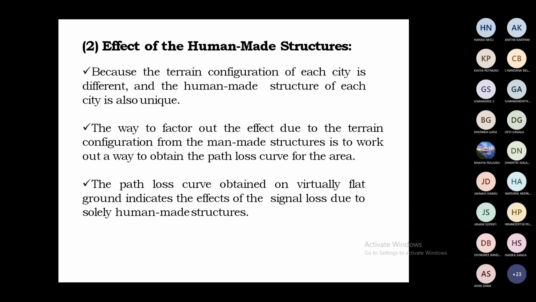Unique, nothing but different. It is not similar. It is different from one road to another road. The structures of the buildings are not the same, the height of the buildings is also not the same, and the roads are also not the same. That's why, due to the effect of human-made structures, the path loss we are getting is more from one area to another area.